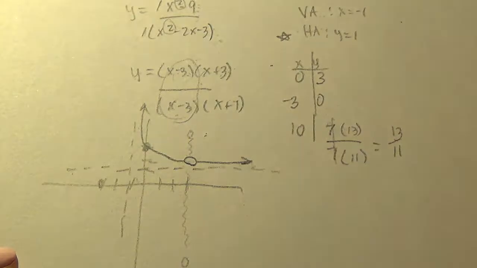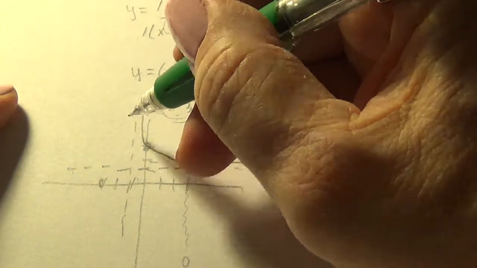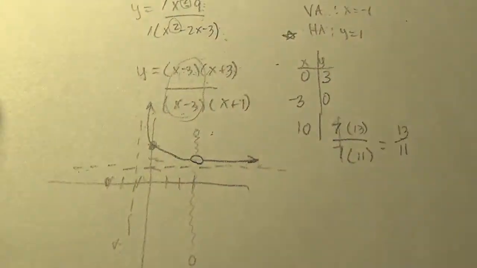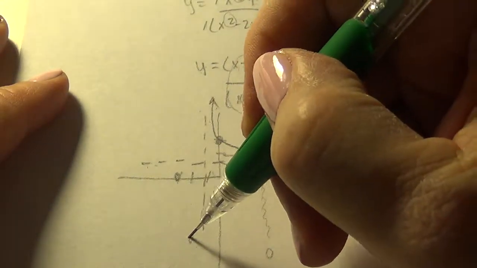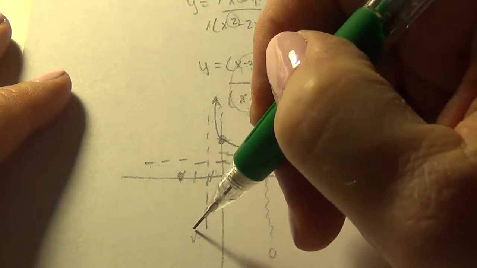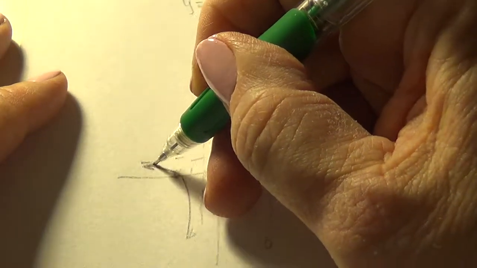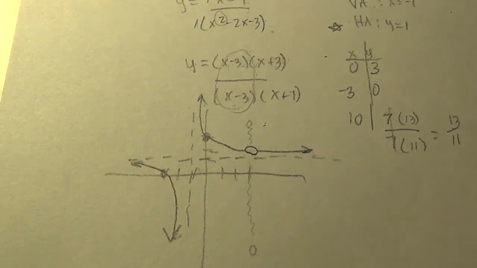Except right here, as I promised, that little wiggly line would remind me that there's a hole right there. And then when I jump asymptotes, I come back down. I'm going to hit this and become asymptotic to that. So I was going up, I jump the asymptote, I start down. Alright, so that's my graph.